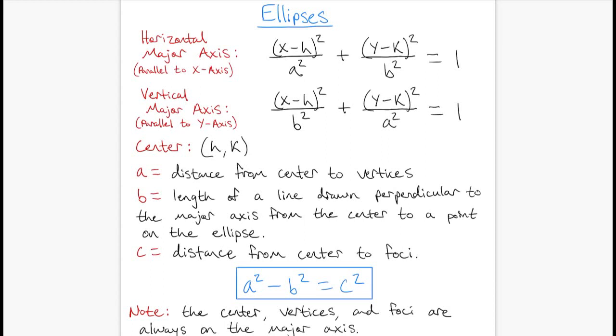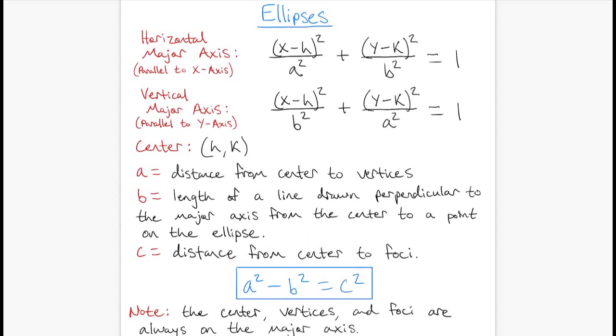Hopefully that makes sense. Our center is (h, k). A represents the distance from the center to the vertices. B, and this is kind of a mouthful as well, but hopefully this will make more sense once we get into some examples, is the length of a line drawn perpendicular to the major axis from the center to a point on the ellipse.